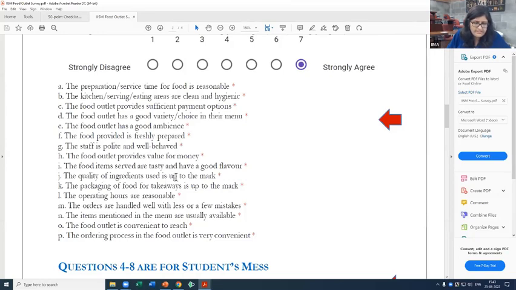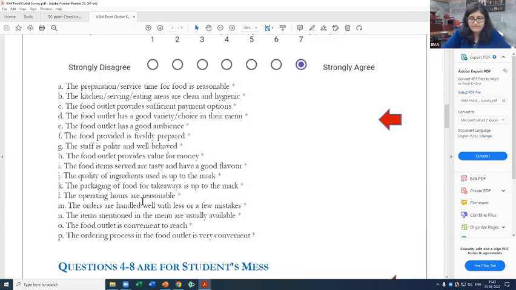The quality of ingredients used is up to the mark. Again, I have no way to gauge that till something actually goes bad. Packaging of food for takeaways is up to the marks. So now they're talking about takeaway. So far, I thought this is about the eating experience at that place, the dining experience, but looks like this is also about takeaways. The operating hours are reasonable.